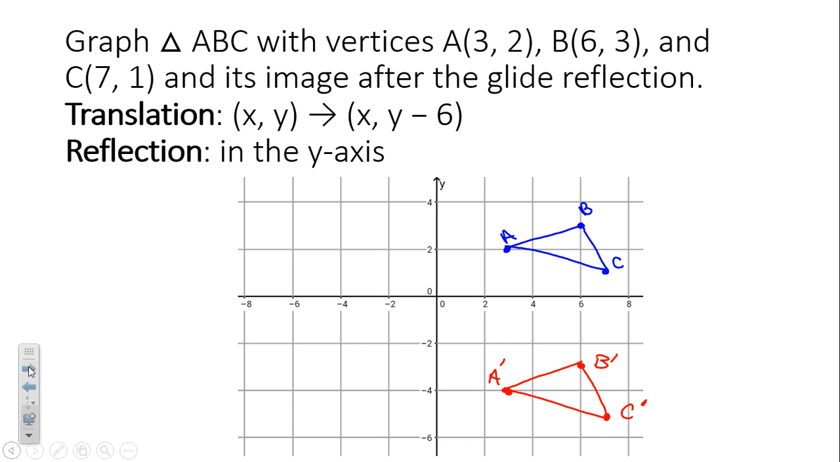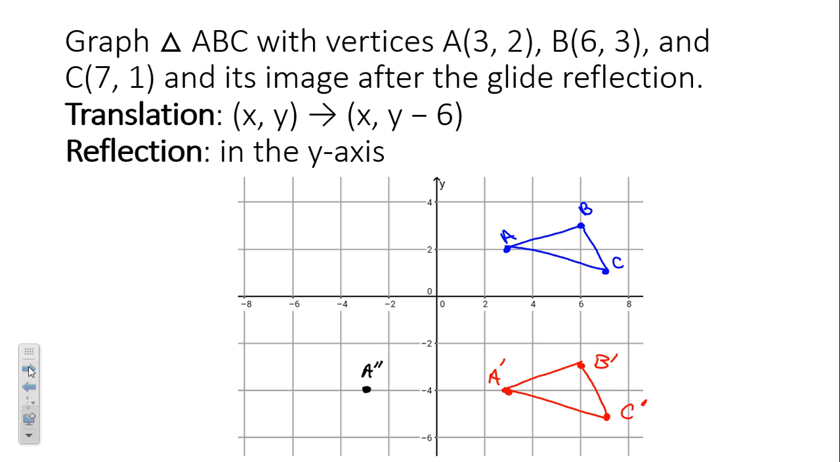So how far away was A prime from the y-axis? 1.5 by this, so a total of 3. So we're moving that far. There's our A double prime. That's its new name. Instead of an apostrophe, it's a quote. Okay, 2 apostrophes. It's okay.